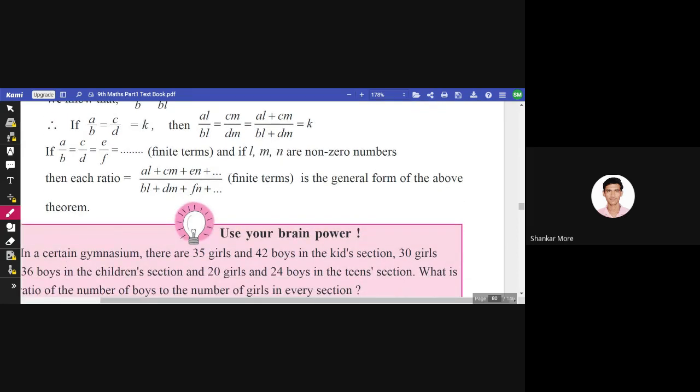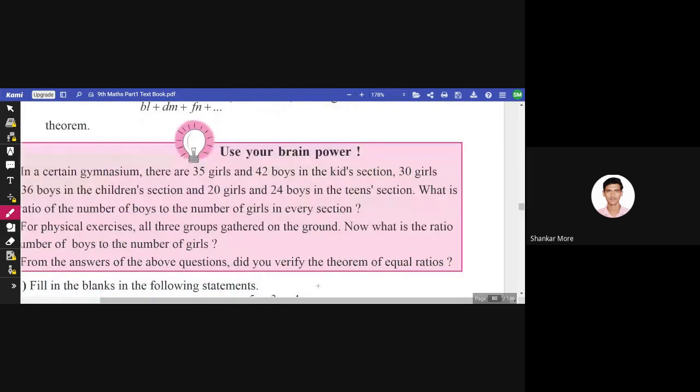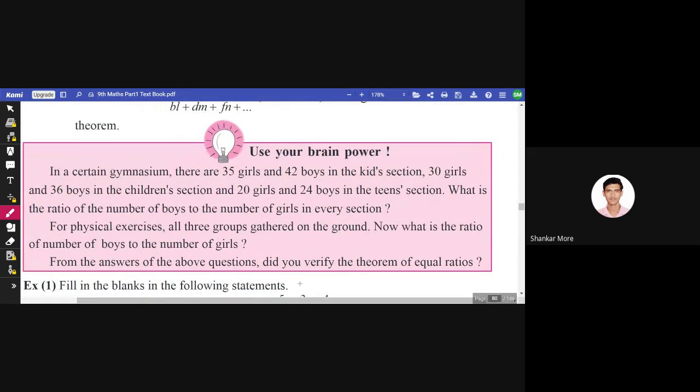Okay, so this is what the theorem of equal ratios is. Now we will see a practical example. So see, use your brain power. In a certain gymnasium there are 35 girls and 42 boys in the kids section, 30 girls and 36 boys in the children section, and 20 girls and 24 boys in the teens section. What is the ratio of the number of boys to the number of girls in every section?